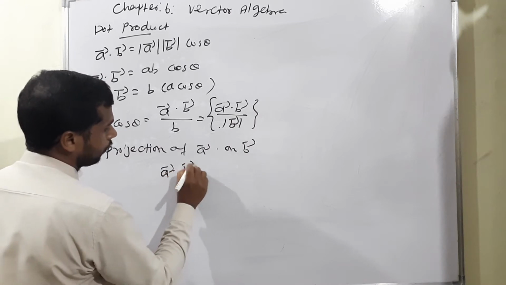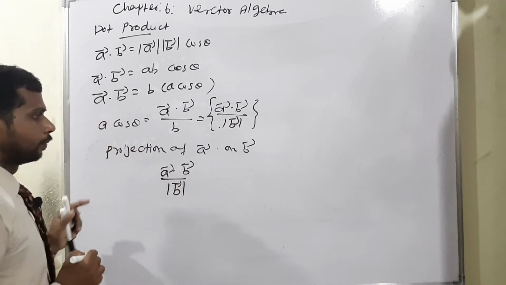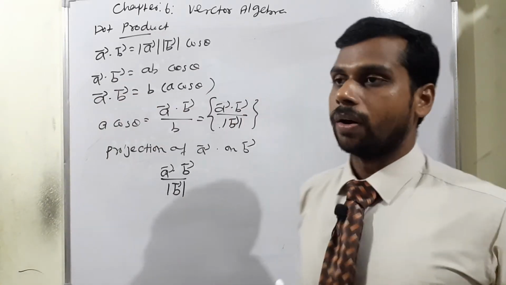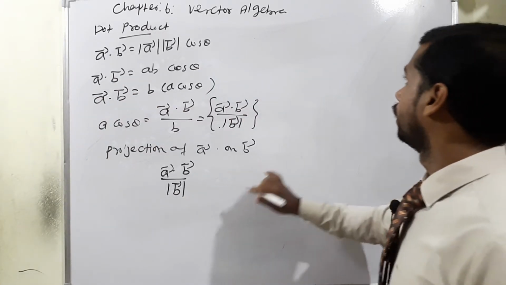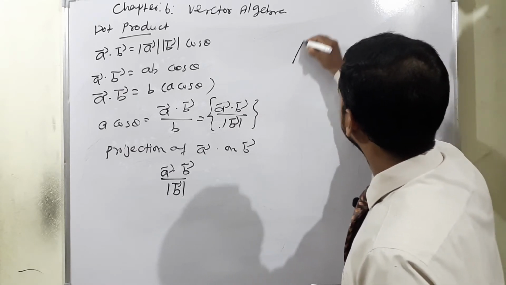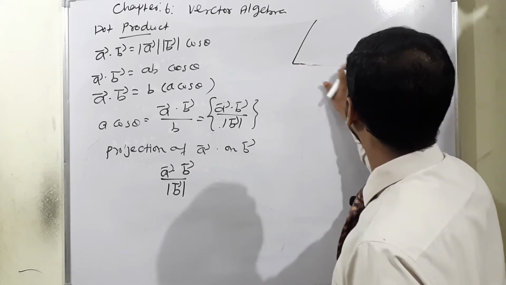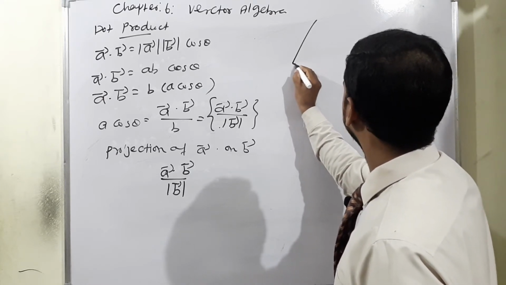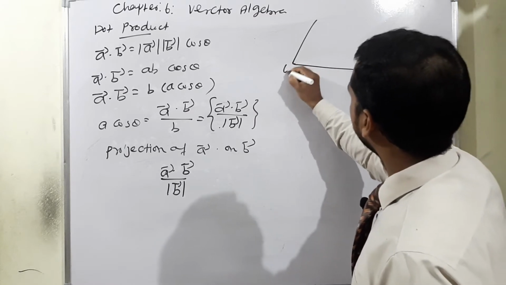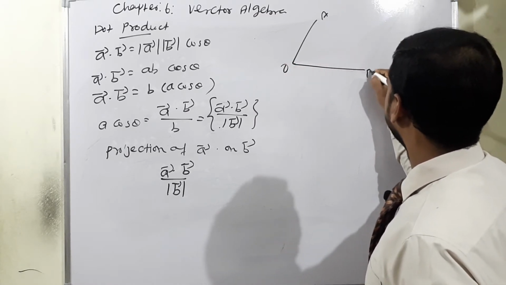A vector dot b vector divided by modulus of b vector, that is called projection of a vector on b vector. This is how to derive it. Look at there. If you have origin point, this is our origin point O, this is considered for A, this is considered for B.